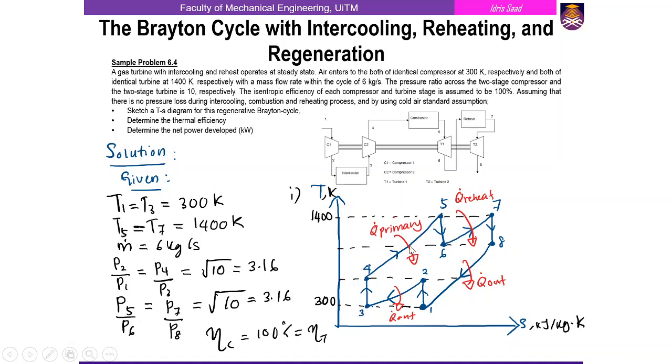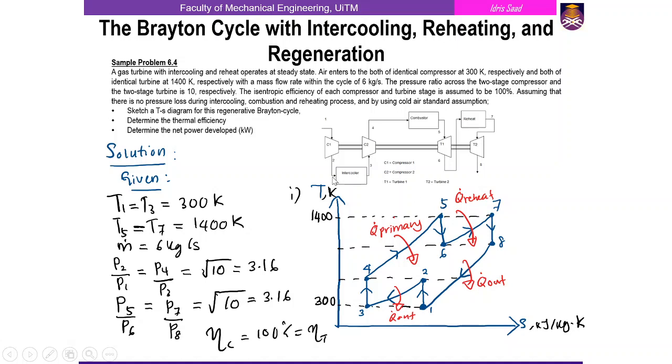Okay, so normally point 5 is at the regeneration. So here we don't have any regeneration. Basically, in the example before this we had the regeneration. So here we don't have any regeneration. So for the heat, we have two types of heat injected. We call them the primary heat and the reheat.